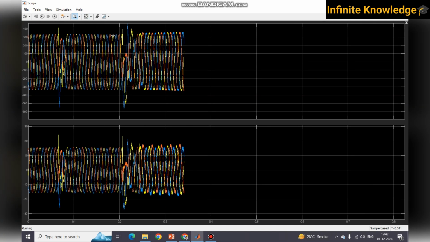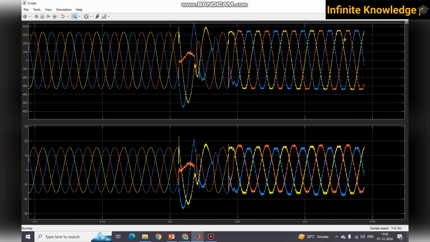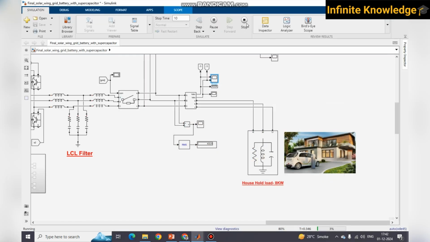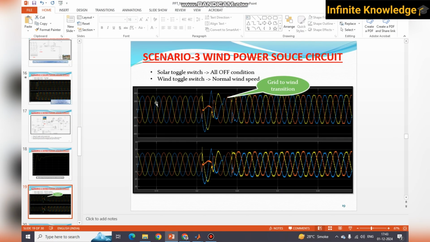Okay, and you can see here the waveform. There are some spikes, and after some time stable waveforms are coming. This is the wind part. So this is how scenario 3 is completed. You can see here the grid to wind transition.